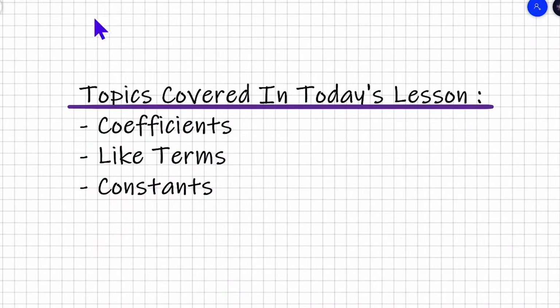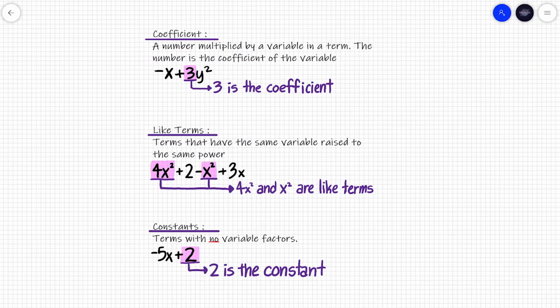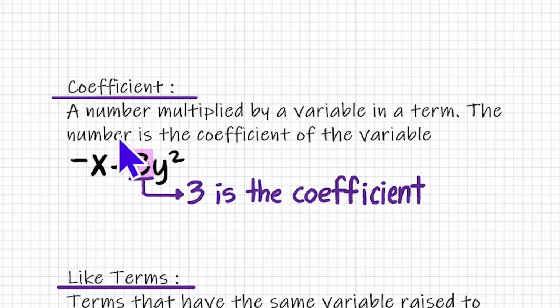The topics we're going to be covering in today's video are coefficients, like terms and how to combine them, and constants. So here we have a couple of definitions. The first is a coefficient. A coefficient is a number multiplied by a variable in a term. The number is the coefficient of the variable.